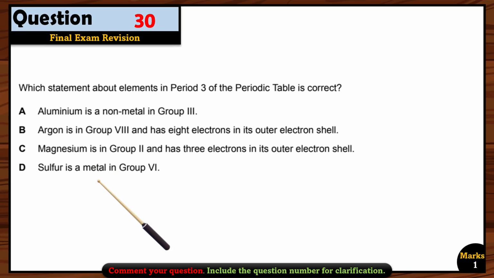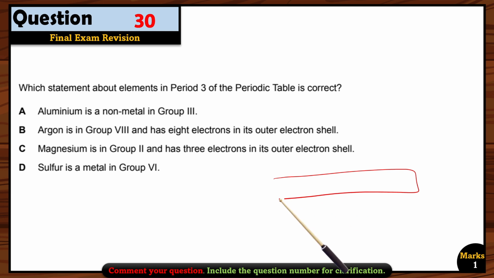Let's see question 30. Which statement about elements in period 3 of the periodic table is correct? So now they are asking about period 3. So you have to look for the horizontal line. Okay, so let's see the horizontal line, that is period 3. Sometimes students forget about period 1. They think that hydrogen is not a part of period 1. They count lithium as period 1. That is wrong. In period 1, we have only hydrogen and helium. That is your period 1. Please don't get confused. The third period actually starts with sodium. Okay, so you have to look for the sodium period. That is the third period actually.